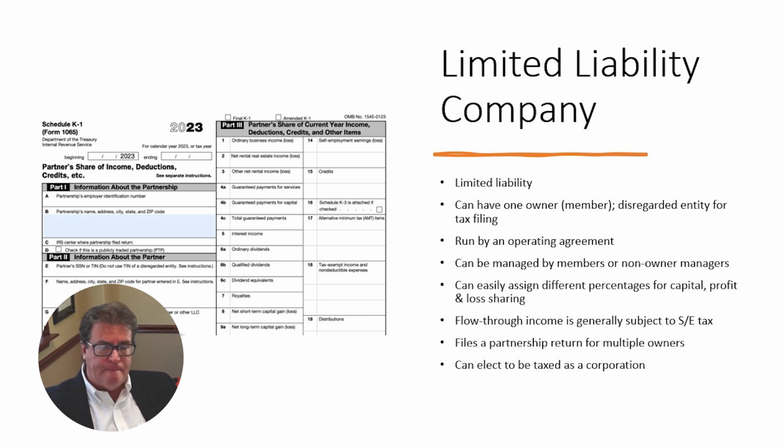But there is limited liability. The thing that's beautiful about a limited liability company is you can have one owner. Now you can have one owner of a corporation as well. But the difference is if you have one owner of a corporation, you've still got to file a corporate tax return, Form 1120. With a limited liability company that has one owner, one member, it's called a disregarded entity for tax filings.